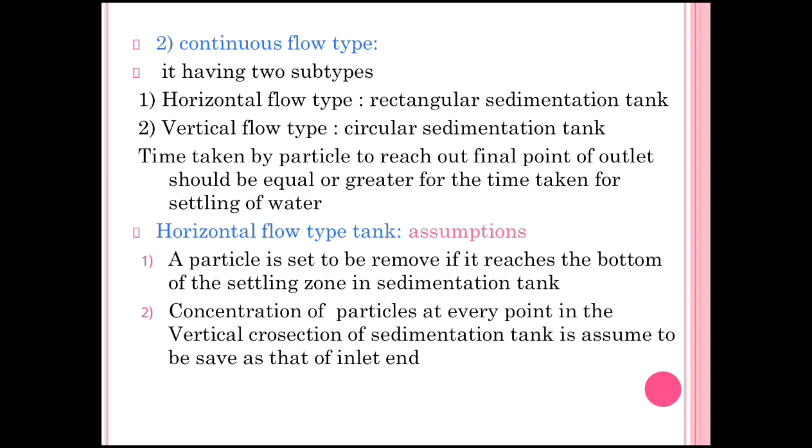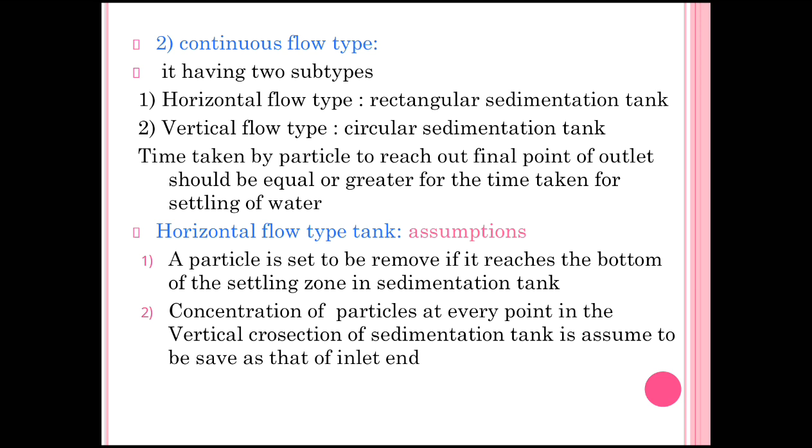The second type is the continuous flow type method. In this one, there are again two subtypes: the horizontal flow type and the vertical flow type. In the horizontal flow type, a rectangular sedimentation tank is used, and in the vertical flow type a circular sedimentation tank is used. But one thing to keep in mind is that the time taken by the particles to reach the final point of outlet should be equal to or greater than the time taken for the settling of the water.